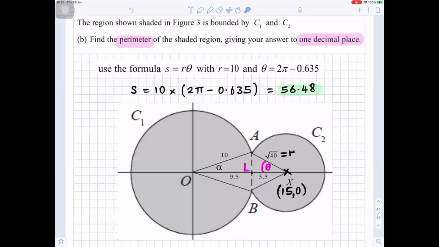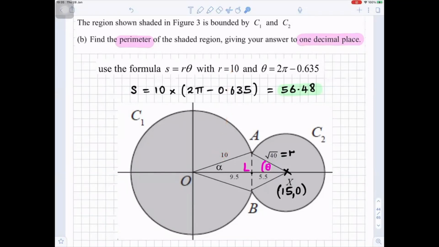The region shown shaded in figure 3 is bounded by C1 and C2. Find the perimeter of the shaded region, giving your answer to 1 decimal place. So perimeter is the total distance around the first circle, get to the point B and around the next one. The shaded I've put like that. So we want to use the formula s equals r theta. For the first circle, r is 10.